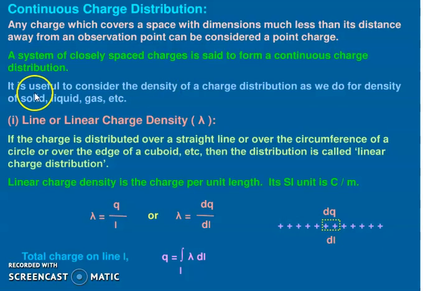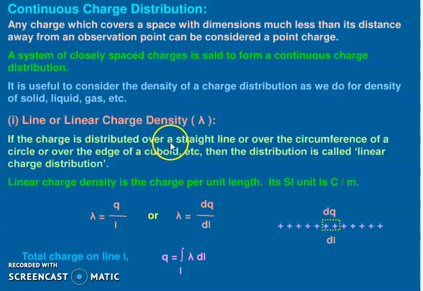Clear? So now, for what purpose is the continuous charge distribution used? It is useful to consider the density of a charge distribution as we do for density of solid, liquid, gas, etc. Right? So there are three types of continuous charge distribution. Let's proceed with the first type, line or linear charge distribution, in which we calculate the line charge density.